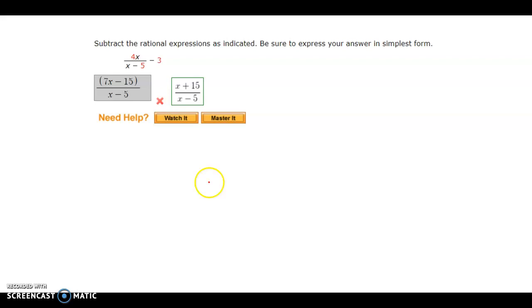So what we have to do is multiply 3, the top and bottom, by x minus 5. So I'm going to take my 3, and I'm going to multiply the top by x minus 5 and the bottom by x minus 5. And of course, the 1 times x minus 5 is just x minus 5. Now that we have common denominators, now we can subtract their numerators.